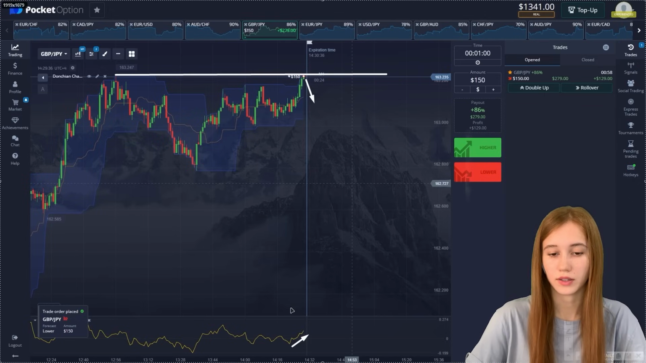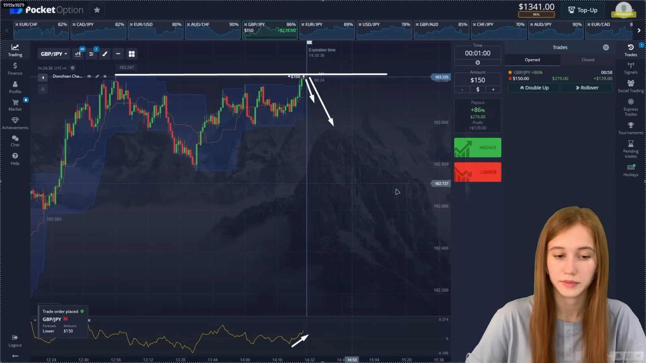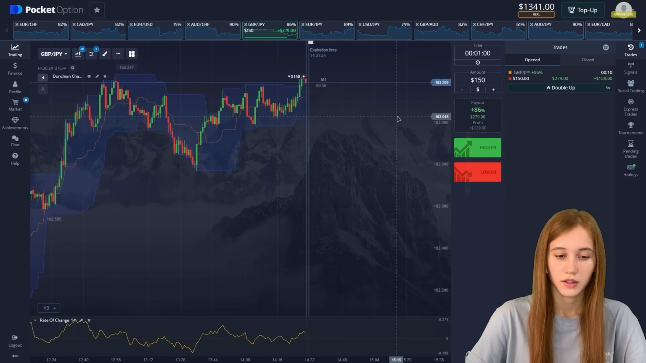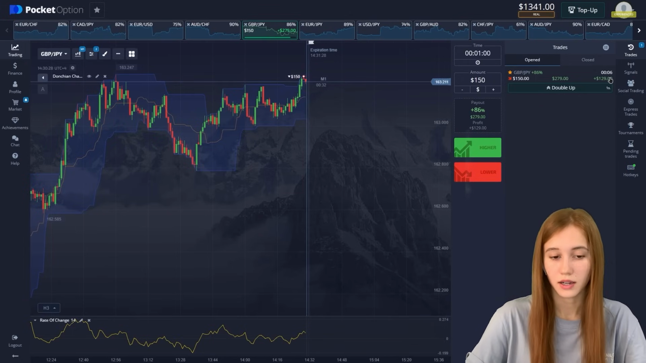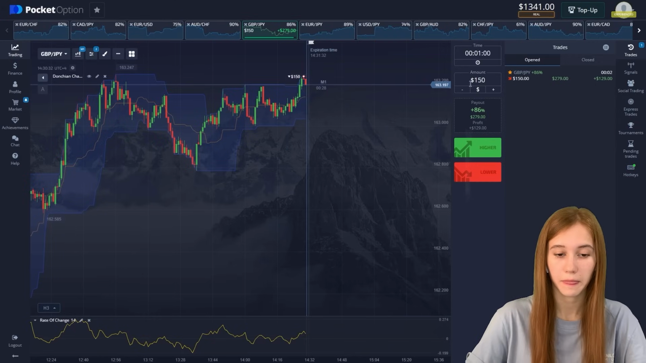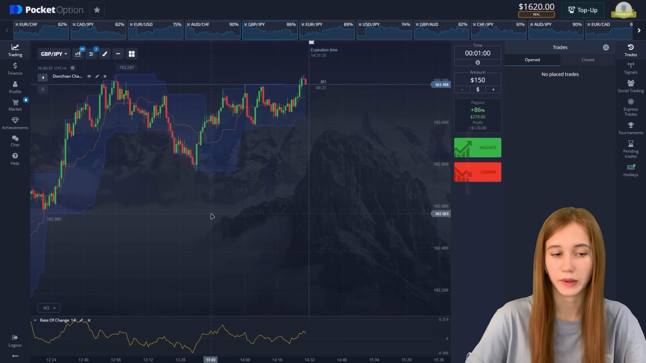Also, if we look at the second indicator, our growth continues rapidly. We're above the zero mark. Let's see. So, down deal, 8 seconds left until the end of the deal. And plus deal, profit is $129. Good.